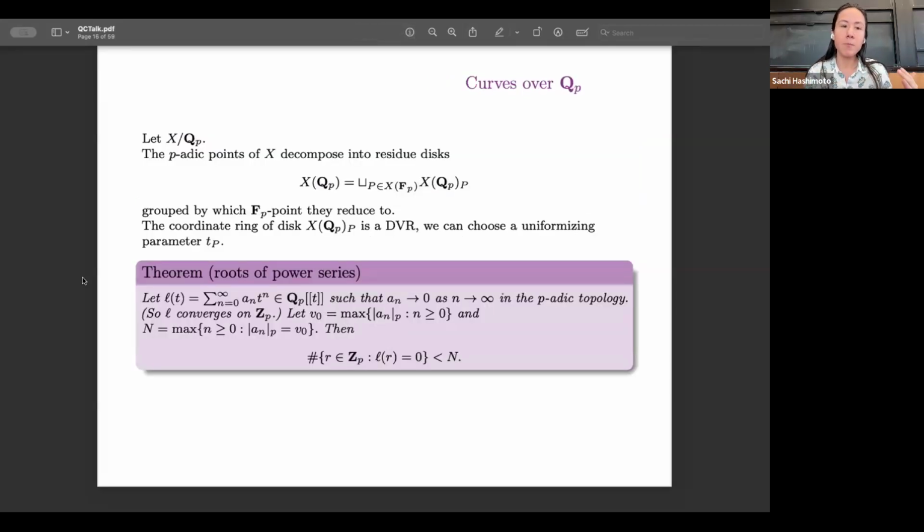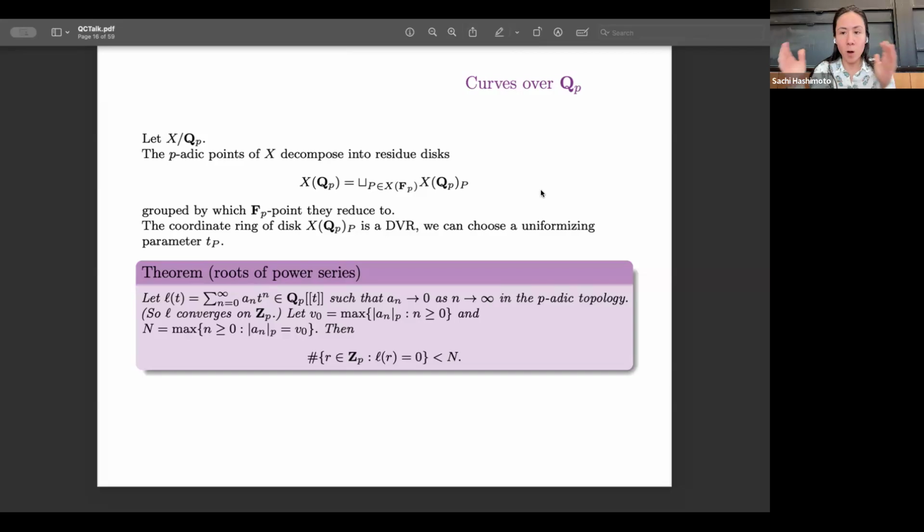Before I get to this specific problem, I'd like to say a couple of words about curves over the p-adics, because if you've never thought about curves over the p-adics before, some things about them can be a little less familiar. One thing to note is that the p-adic points, or the points over any extension of the p-adics, decompose into open sets called residue disks. These residue disks are the preimage of an F_p point under the reduction map. So there is one residue disk for each F_p point of your curve.